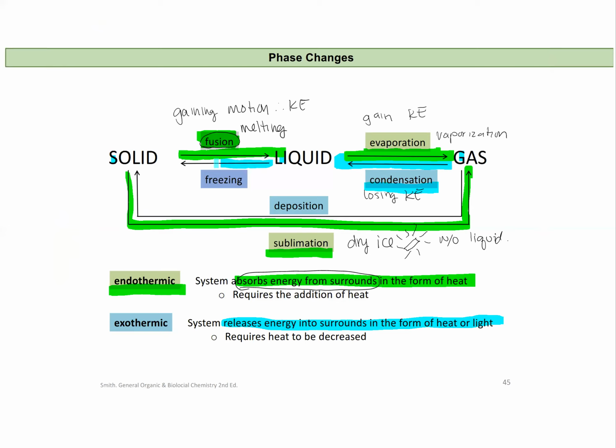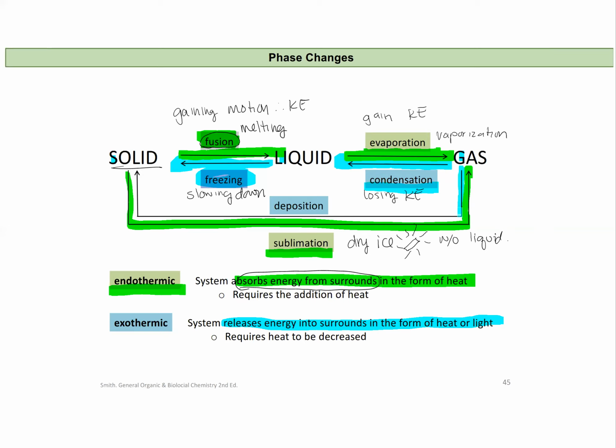Similarly, when we go from a liquid to a solid, we call that freezing. And it also loses kinetic energy. These particles are slowing down and staying in the same spot as a solid. And that will also have to release that extra energy that the liquid had compared to the solid into the surroundings or the stuff around it. So it will be exothermic.